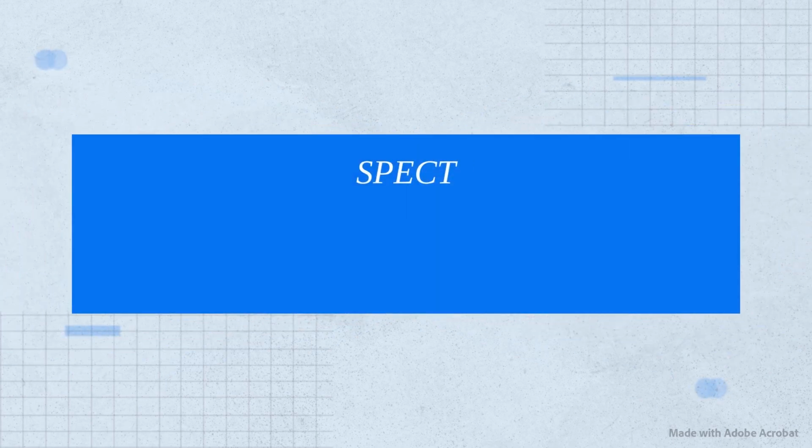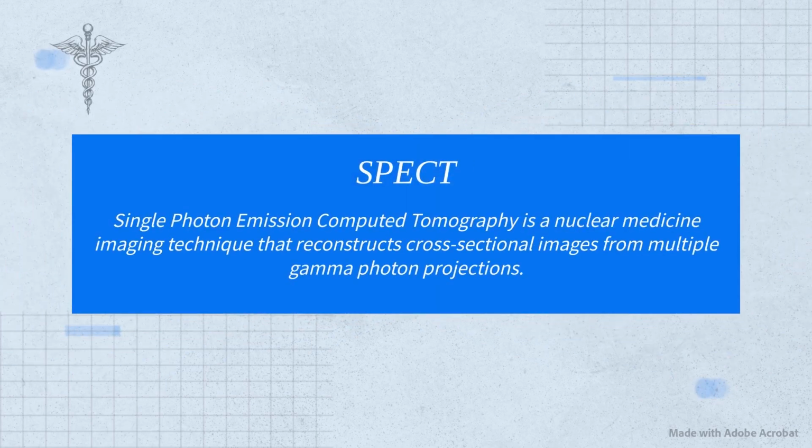Let's start by defining SPECT. Single photon emission computed tomography is a nuclear medicine imaging technique that reconstructs cross-sectional images from multiple gamma photon projections. This definition highlights the unique approach SPECT takes, using emitted photons to visualize internal activity.